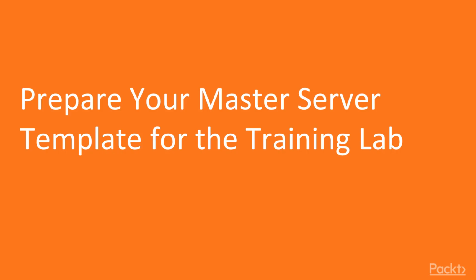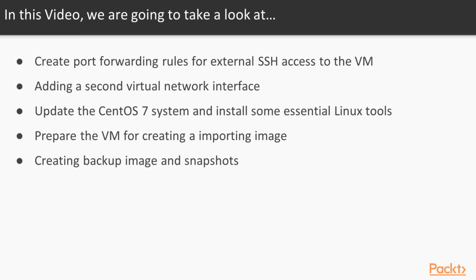Preparing our master server template for this training lab. In this video, we are creating a template VM for this training lab. First, we are creating some port forwarding rules for external SSH access to this VM. Then we are adding a second virtual network interface using the VirtualBox graphical user interface. Afterwards, we are updating the CentOS 7 system and installing some of the most essential Linux tools available. Then we are preparing the VM's file system for creating an image. Finally, we create this backup image and take a snapshot.